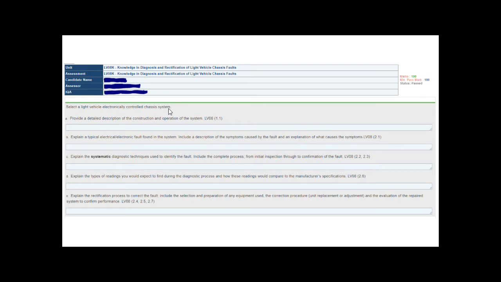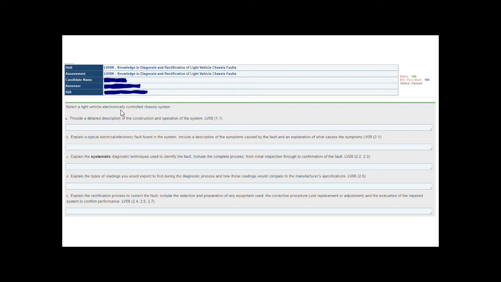So the chassis systems that we're going to cover throughout the year, chassis systems includes brakes, steering and suspension. Now we haven't covered electronic steering as yet, or suspension, but we have looked at electronic brake systems, so ABS and traction control. So I would suggest that that would be a good starting point.